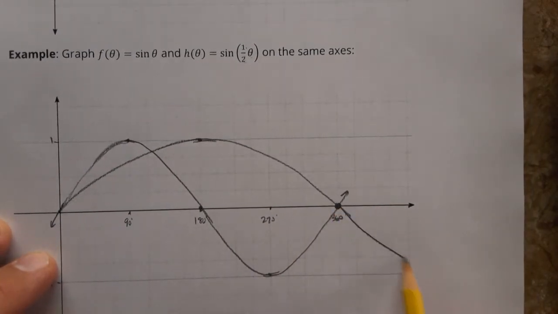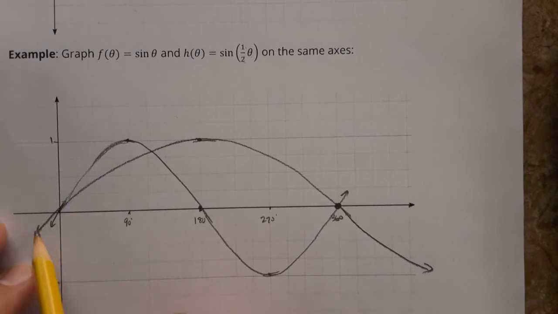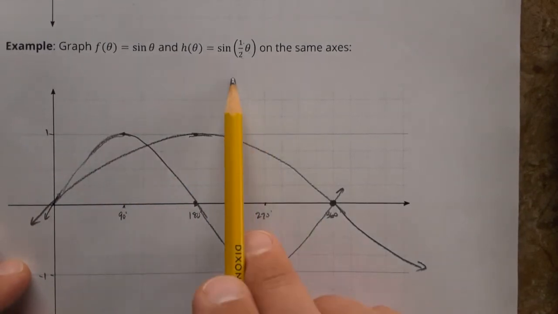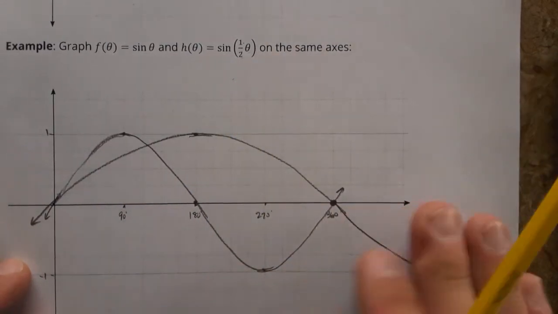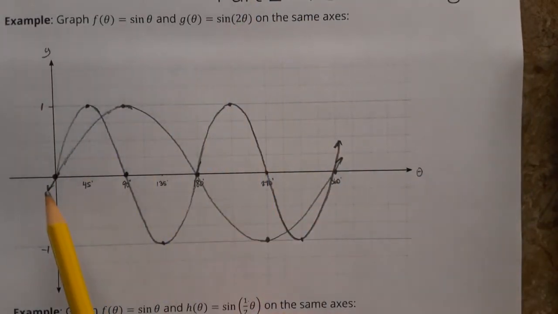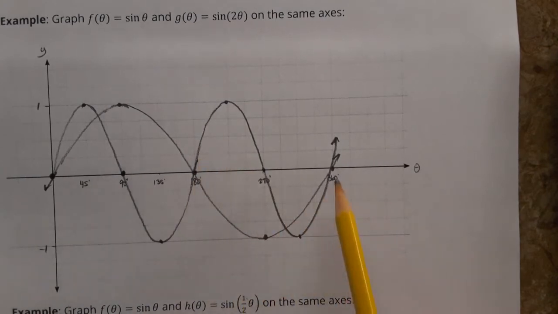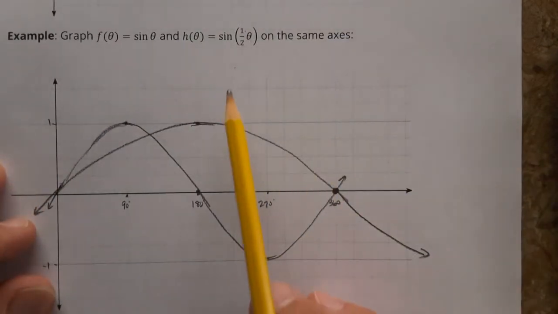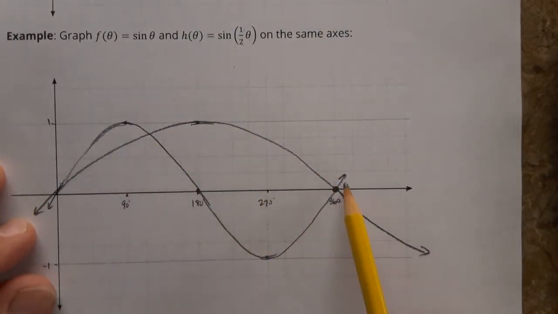And this curve will continue down in this direction. In fact, we didn't even get an entire cycle in. We only got half of a cycle. With this function, we got 2 cycles between 0 and 360. With this one, we only got half of a cycle in between 0 and 360.